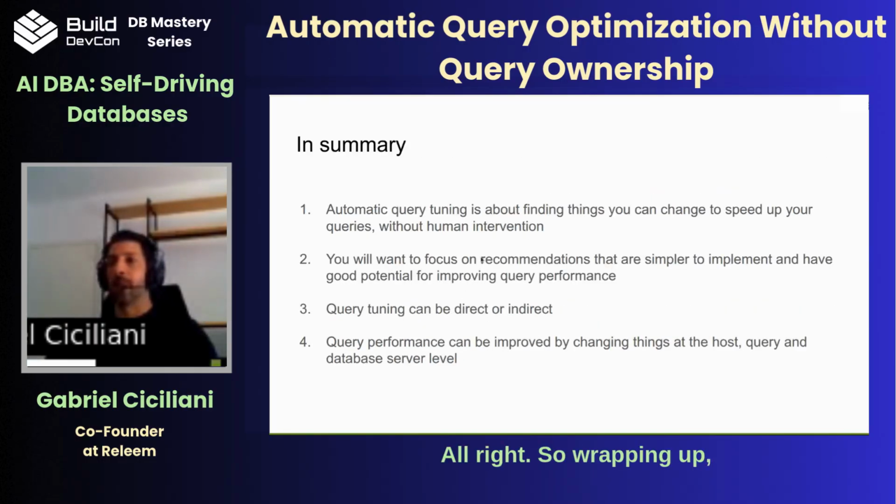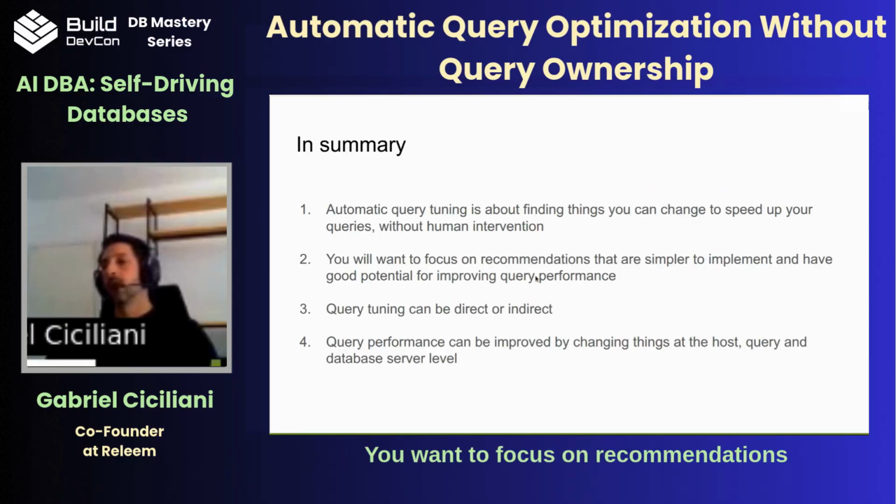All right, so wrapping up, automatic query tuning is about finding things you can do to make your query more efficient and speed up execution. And automatic means that we won't do all that without human intervention, right? You want to focus on recommendations that are simpler to implement, and at the same time have higher chances of producing performance changes in a positive way.